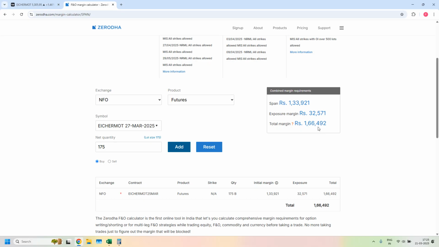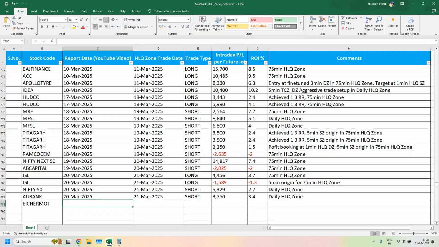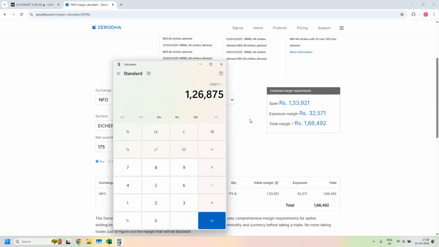So 1,66,492 rupees. Let me say 1,66,590 rupees. That is the way I am calculating. So divided by 1,66,590 rupees. Say around 90 rupees margin I added extra, because when prices are moving, maybe another 90 rupees will go up, the margin cost.